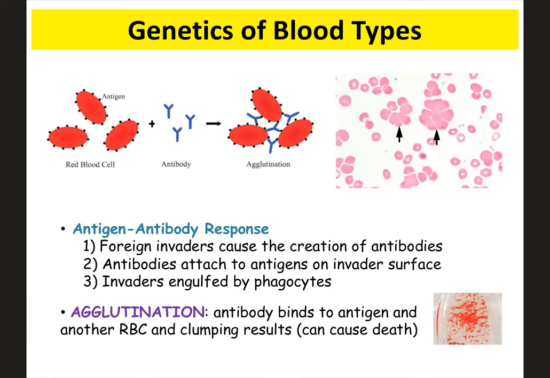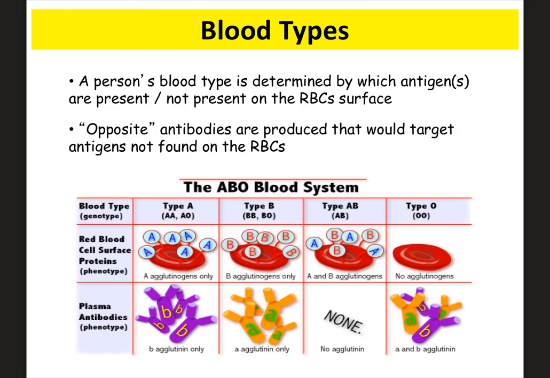This clumping is called agglutination. Basically, the antibodies recognize a specific antigen or a specific protein, and this causes clumping. So obviously, if this starts to happen with your blood, that would be a problem. We're going to talk more about this with blood types as we go forward. As I mentioned earlier, your blood type is determined by which antigens, which proteins, are present or not present on your red blood cells.